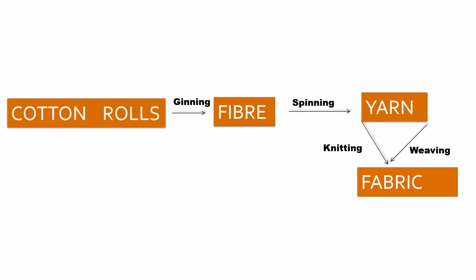So here is the summary of your chapter. What we studied: fibers first, like in the field, cotton bolls. Then we did ginning and we make fiber. Then with the help of a spinning method we make yarns, and then we do knitting or weaving, and then we got our fabric. Interesting now?